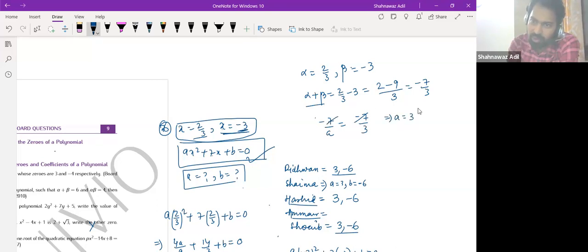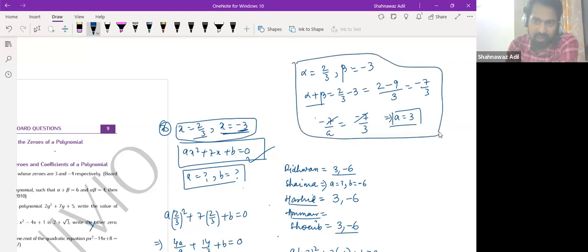Good. Oh, so all of you guys have tried this method. Yes, sir. Yes, this is the simple method. Good. Okay, and to find out b, we have to take the product.